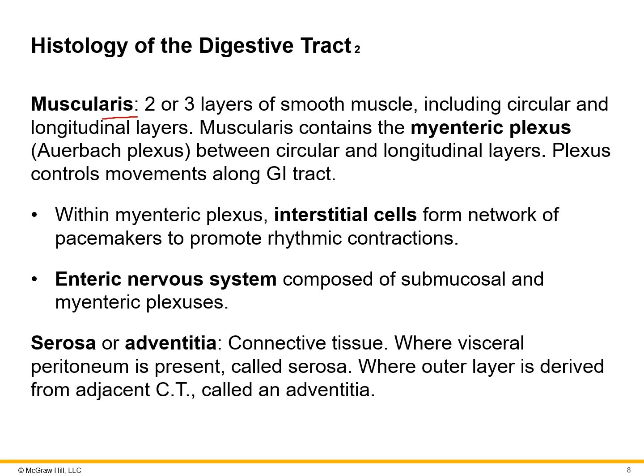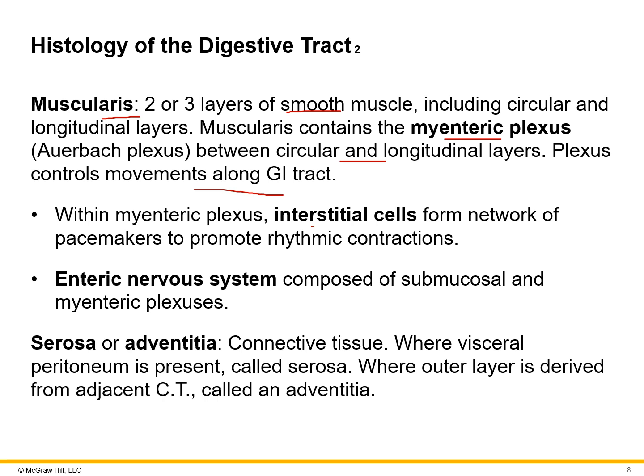Now, the muscularis is two or three layers of smooth muscle. Again, that's going to help with the peristalsis, help with the movement through the GI system with those contractions. So it contains the myenteric plexus between the circular and longitudinal layers, and it, again, allows movement through the GI.